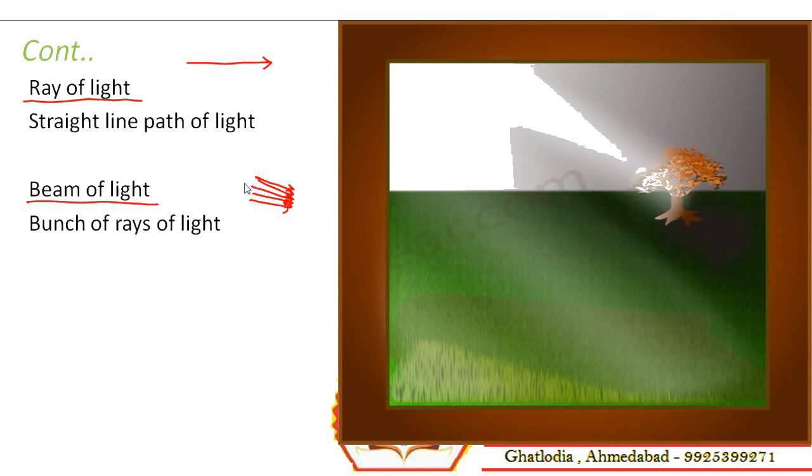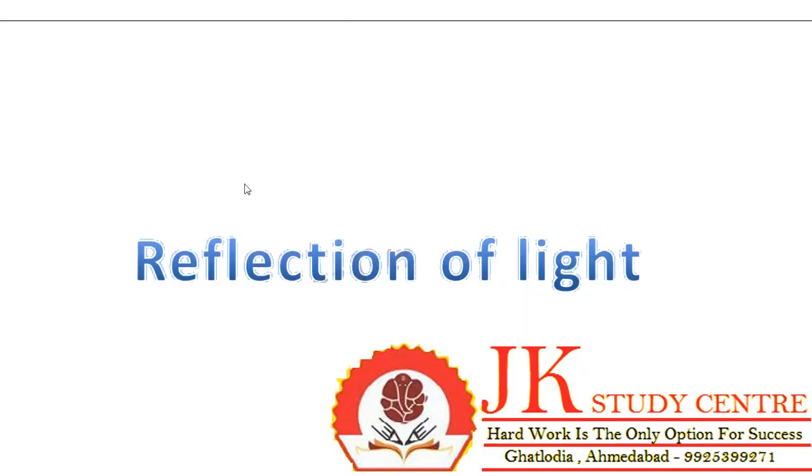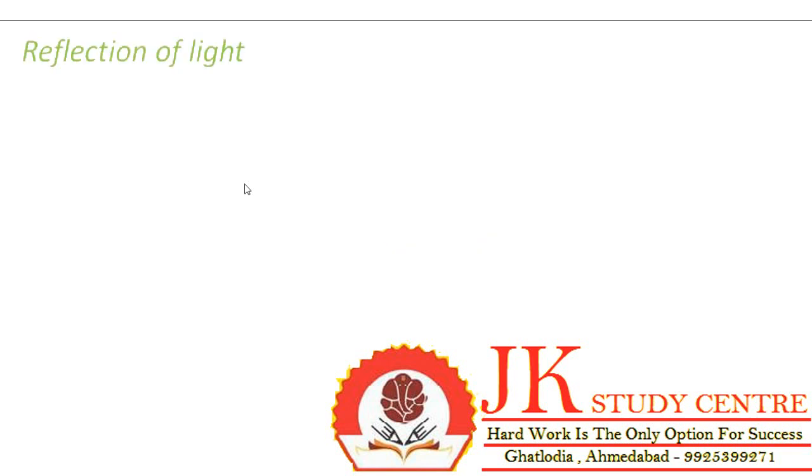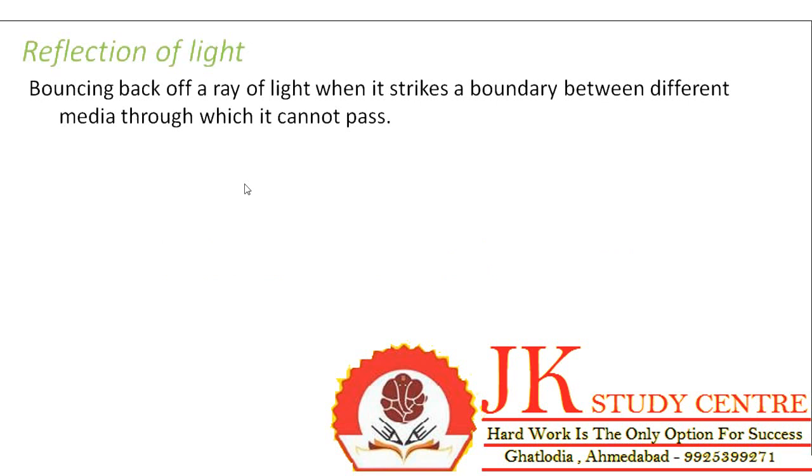So as a matter of convention, everywhere in this lesson we will be talking about a ray of light. The phenomenon shown by light that is known as reflection of light. So what is reflection of light? It is the bouncing back of a ray of light when it strikes a boundary between different media through which it cannot pass. Let us suppose you keep certain object through which light cannot pass through.